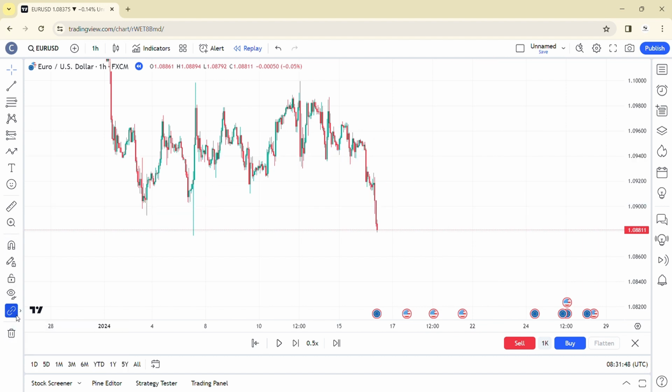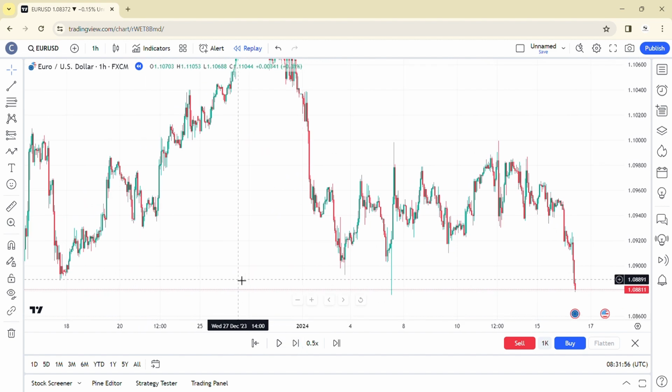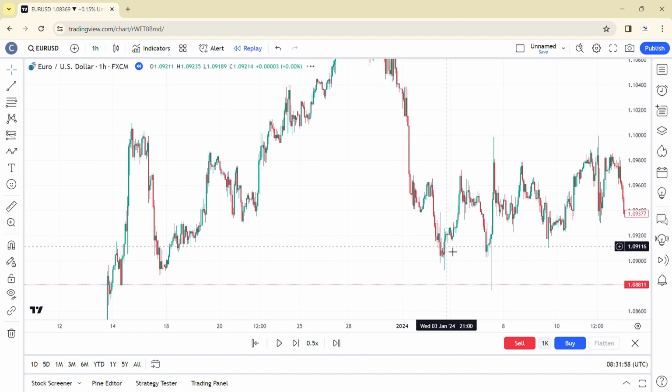Okay, you don't need to rush at all. All you need to do is wait for price to get to your entry. Once price gets to your entry, you take a sell. Okay, let's backtest for the last time, then end the video.